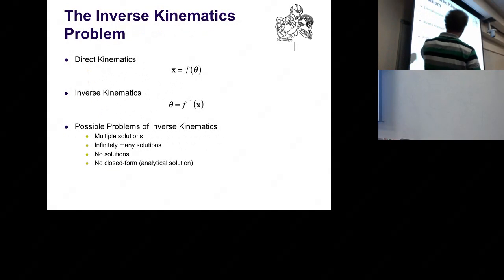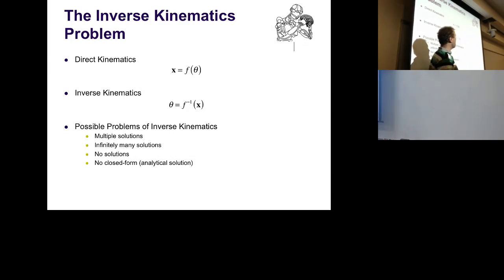Simple setup. Direct kinematics: x is a function of the joint angles. Inverse kinematics, people write it like f^-1, an inverted function of x, except that this is not a linear algebra inverse operator. This just means you invert the function. Whether you know how to do that, whether you can do it analytically, is totally unclear. And so what are the problems of inverse kinematics? Let's go through them one by one.